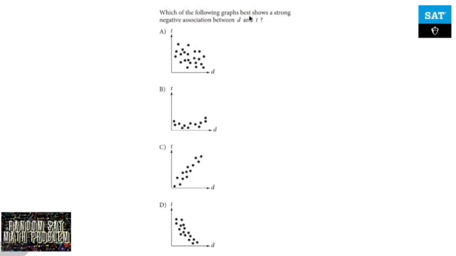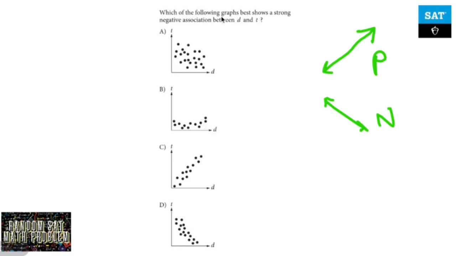Which of the following graphs best shows a strong negative association, also known as correlation, between D and T? So we have D's and T's. Remember, positive association or correlation looks like that. Negative association or correlation looks like that. And no correlation is points everywhere. So I don't see a no correlation, except for that one. You're a no correlation, probably. Either that or maybe a slight positive.